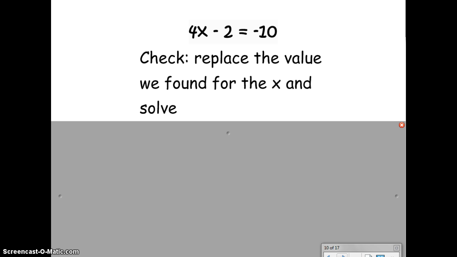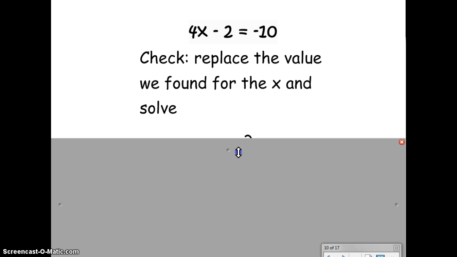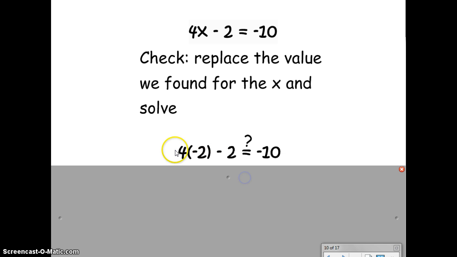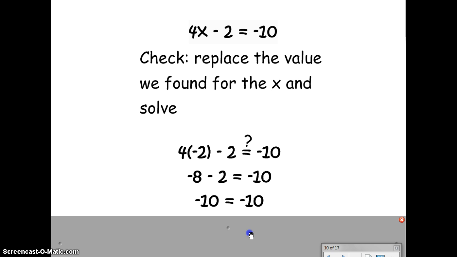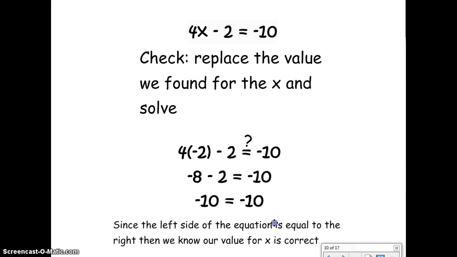We can check by replacing the value we find for the x and solve. So we want to know, is 4 times negative 2 minus 2 equal to negative 10? 4 times negative 2 is negative 8. Negative 8 minus 2 is negative 10. Since the left side of the equation is equal to the right side, then we know our value for x is correct.